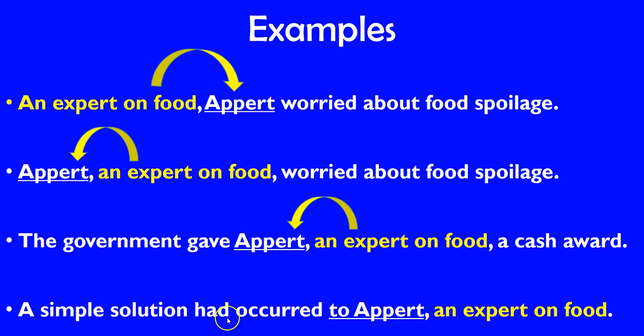And finally, a simple solution had occurred to Appert, an expert on food. So we still have our appositive phrase here. It's still modifying Appert, and it's set off by a comma. Here, Appert is the object of a preposition.